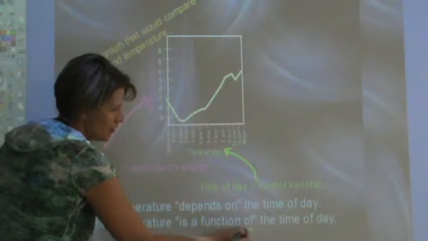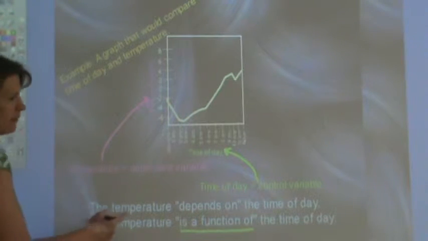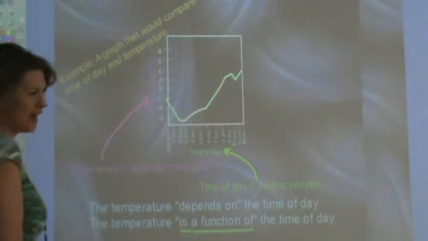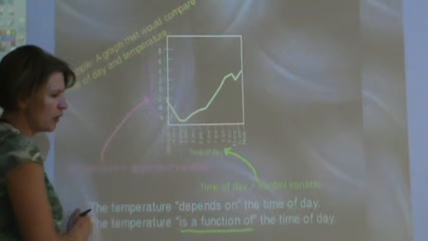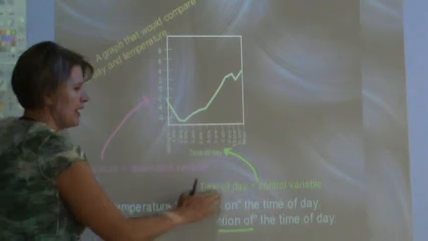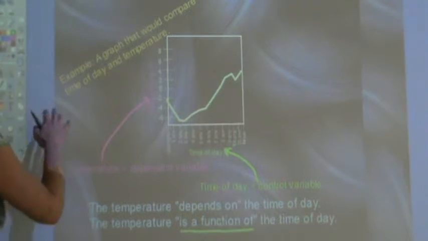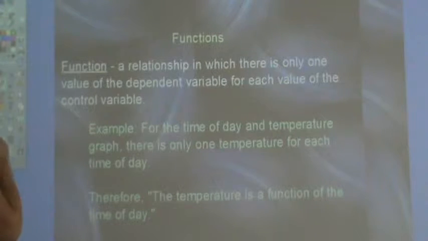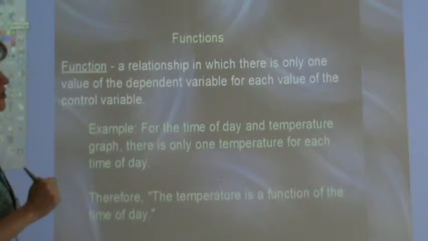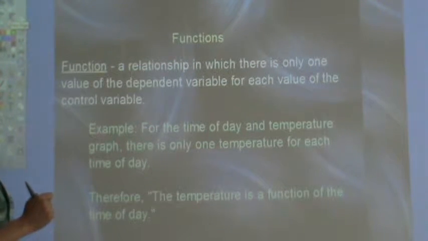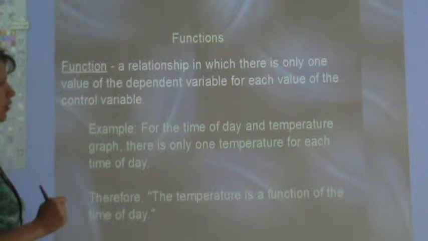Another phrase they're going to use, it means the temperature is a function of the time of day. So when I ask you to write that, just think about, okay, well, if it depends on it, then it's a function of it. Okay? Definition of a function: it's a relationship in which there is only one value of the dependent variable for each value of the control variable.